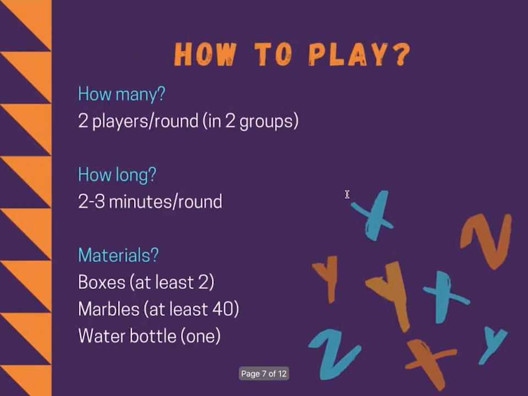How are we going to play the game? Let's say we play this game in a classroom. We can divide the students into two groups and the game can be played for several rounds. For each round, we have one student from each group and it may take around 2 to 3 minutes. For materials, we need at least 2 boxes, around 40 marbles, and a water bottle. We use the bottle here as a buzzer. The first to finish will grab the bottle. Let's look at how the game is played.